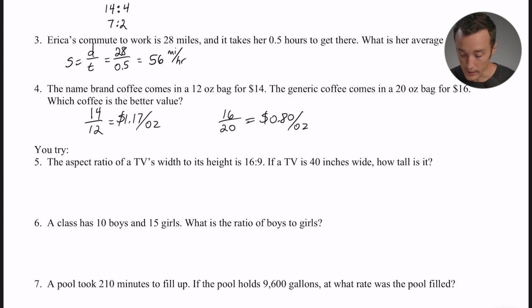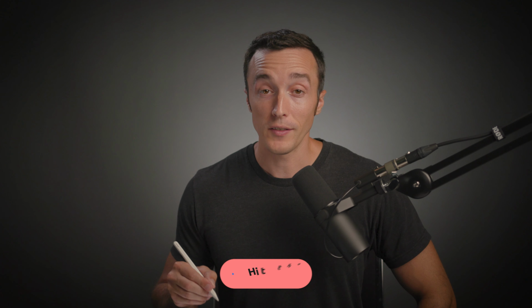So it's tempting. We've done all the math. We've got everything labeled, and it's tempting to stop right there. But think about their original question. It says, which coffee is the better value? Well, in this case, the generic coffee is going to be the better value because it's only 80 cents an ounce compared to $1.17 an ounce. So that's just a classic example of a rate problem that might pop up in a math class. So I'm going to let you try the rest of these.